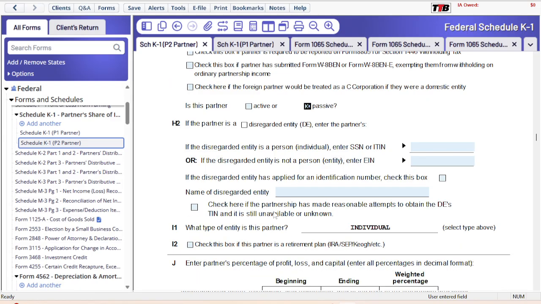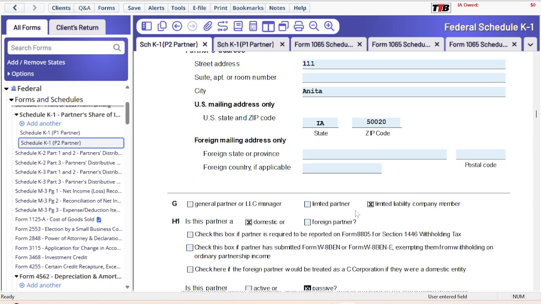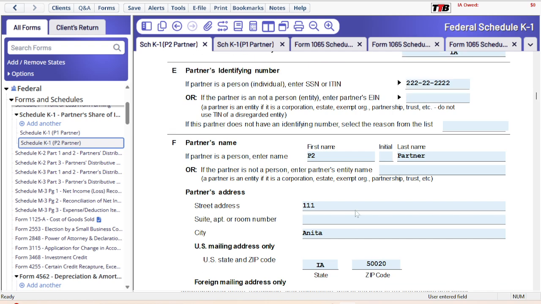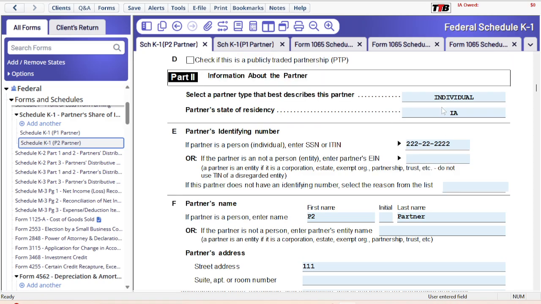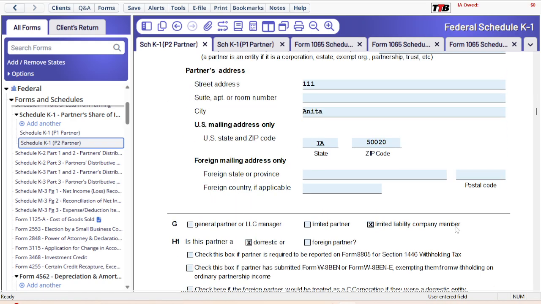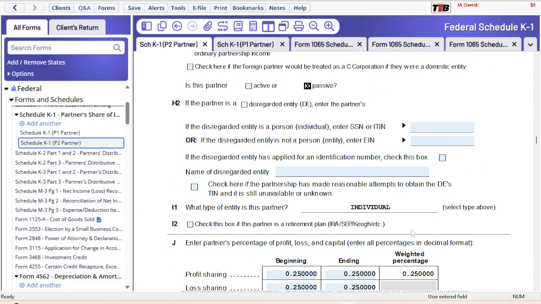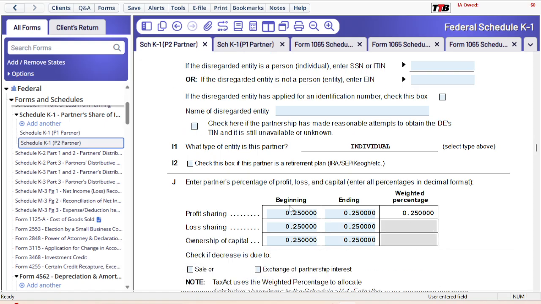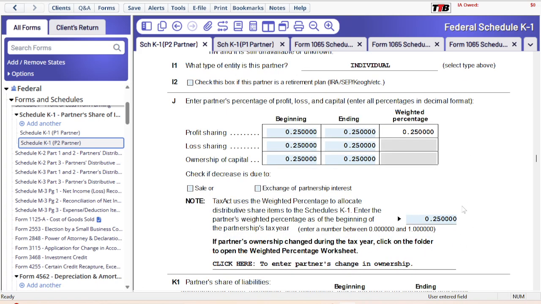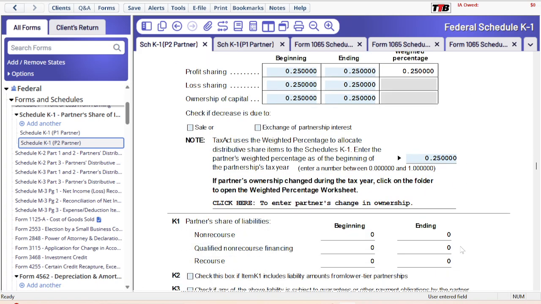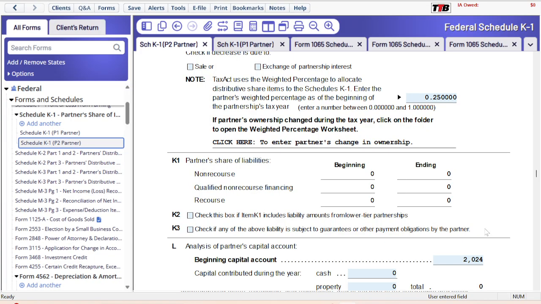So we are going to come in. I think there is a states. Okay, residency is there already. Okay, so passive, we leave those alone. We have individual, and again, beginning of the year 25%, ending of the year 25%, we update those. So this person owns 25% of the business, we leave K1, K2, K3 alone.